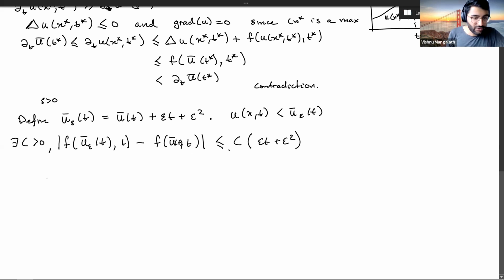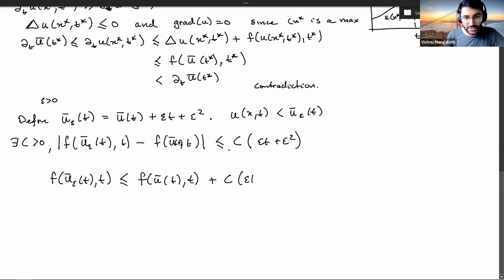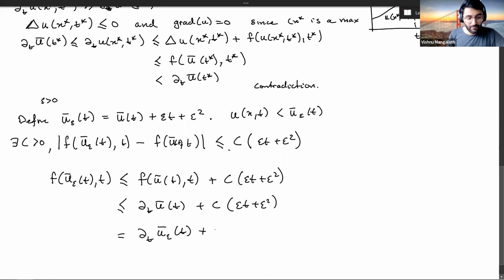But then you can rewrite that as f of u bar epsilon of t is less than or equal to f of u bar of t, comma t, plus C times (epsilon t plus epsilon squared). Sorry, in my notes I haven't written any of the bars, so I keep forgetting to write the bars. But then you know that we have an inequality for this quantity, that it's less than or equal to partial t of u bar of t plus C times (epsilon t plus epsilon squared). And that's the same as, to make this into a u bar epsilon, partial t of u bar epsilon of t plus C times (epsilon t plus epsilon squared) minus epsilon.